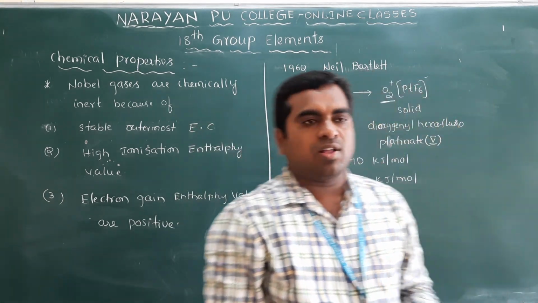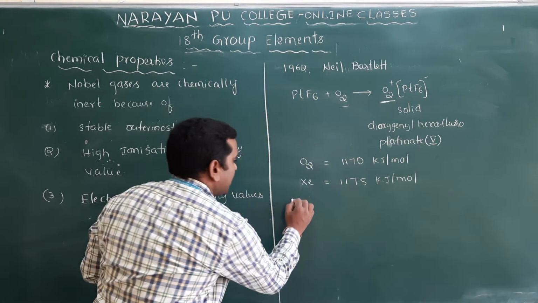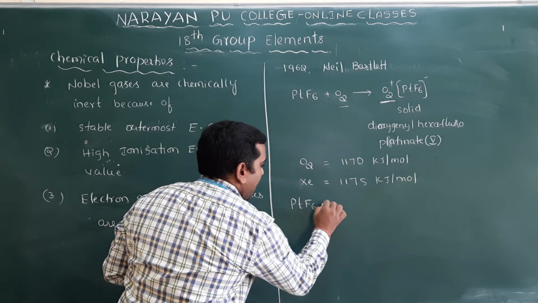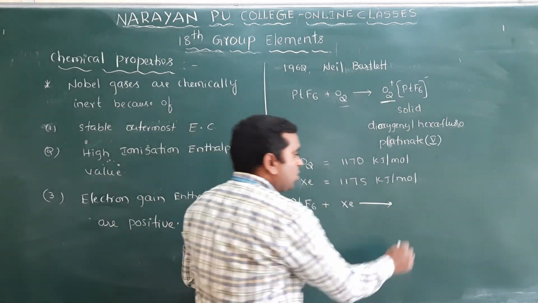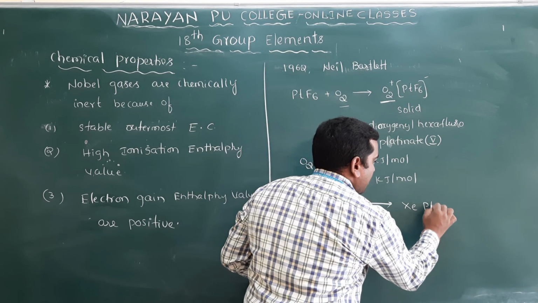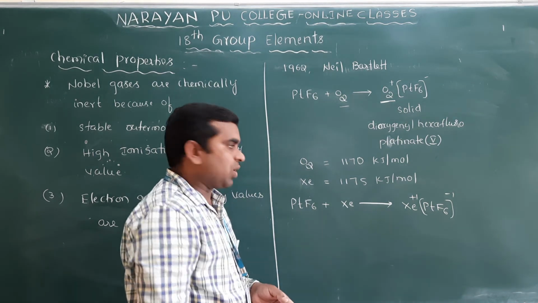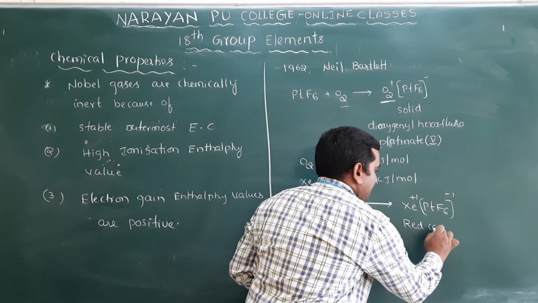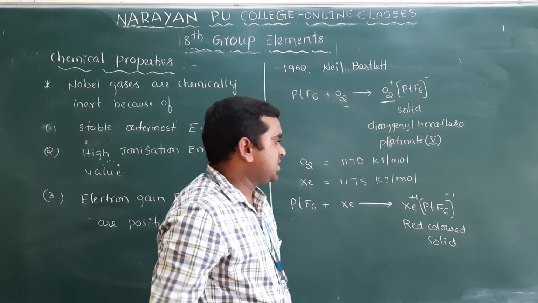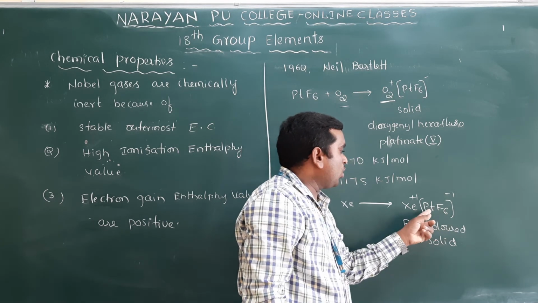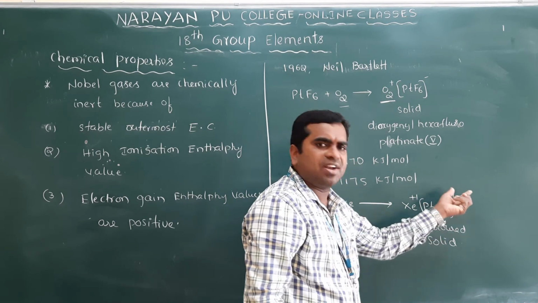By that thought, he did the experiment. He took platinum hexafluoride and treated it with xenon. Immediately he got a red colored solid. This is xenon hexafluoroplatinum, or you can write xenon hexafluoroplatinate(V).